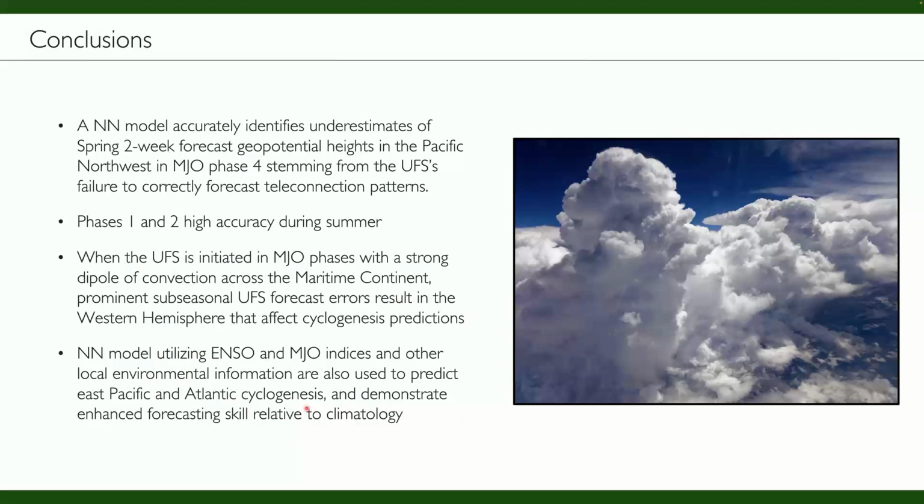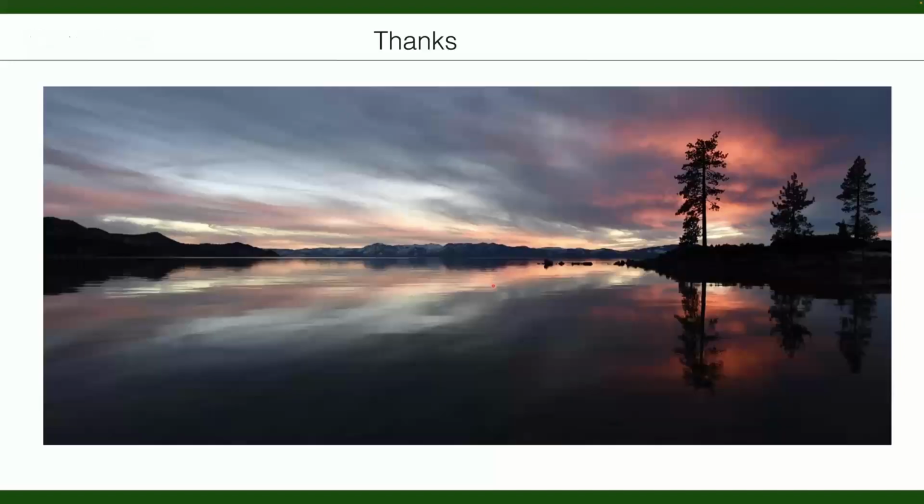And then lastly, I just very briefly touched on the fact that you could use a neural network model utilizing the MJO, ENSO, and other indices to successfully predict East Pacific and Atlantic cyclogenesis with enhanced forecasting skill, not only relative to climatology, but other statistical models that use linear regression. So I think with that, I'll wrap up and say thank you for listening and happy to take any questions.